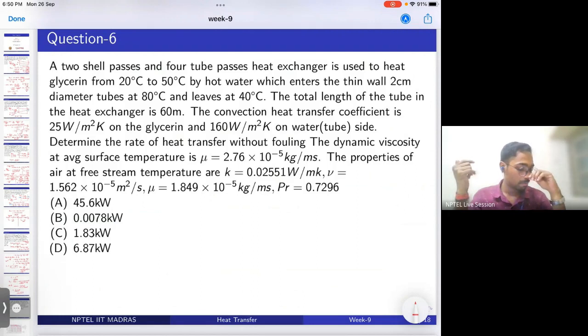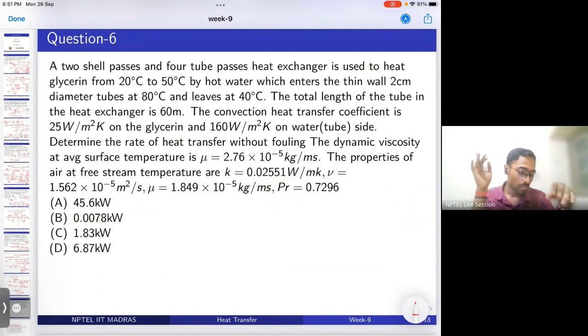A two shell passes and four tube passes heat exchanger is used to heat glycerin from 20 degrees Celsius to 50 degrees Celsius by hot water which enters the thin wall 2 centimeter diameter tube at 80 degrees Celsius and leaves at 40 degrees Celsius. The total length of the tube of the heat exchanger is 60 meter. The convection heat transfer coefficients are 25 watts per meter square Kelvin and 160 watts per meter square Kelvin. Determine the rate of heat transfer without fouling, and the properties are also given.